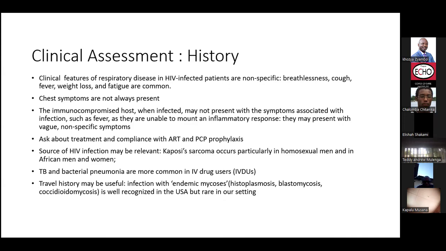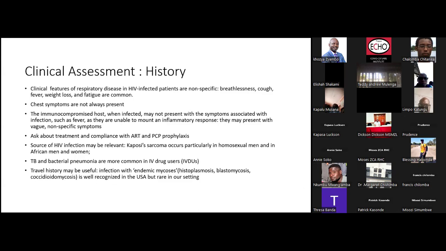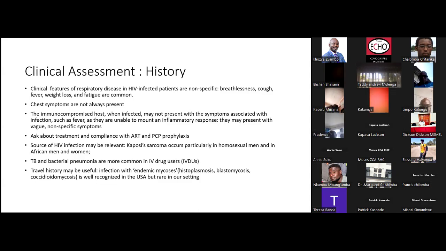The first thing is that in HIV infected patients, especially advanced HIV, what has been noted is that patients may come in with non-specific features, so breathlessness, cough and fatigue, and chest symptoms are not always present, because these hosts may not have a robust enough immune system to mount responses like fever and so on.